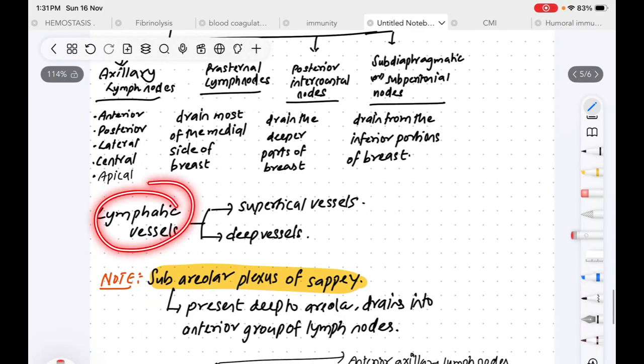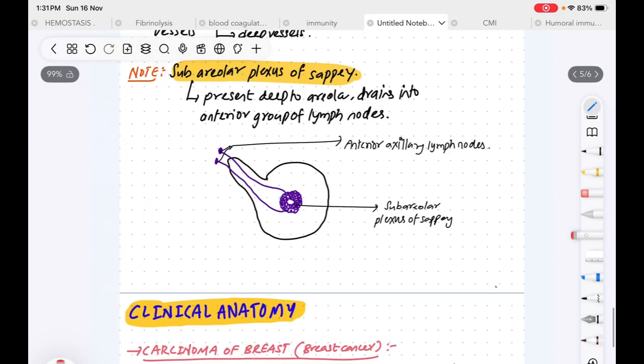Okay, and we have lymphatic vessels. We have superficial vessels as well as deep vessels. Okay, I hope you are clear with the lymphatics. If you have any doubt, please do comment in the comment section.